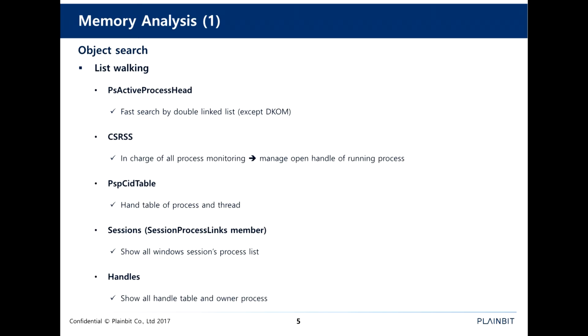Let's start with the list walking method. Do you remember the circular doubly linked list I described earlier? A circular doubly linked list is a typical list walking method. It traced the object using PsActiveProcessHead. In addition to this, you can track objects using elements such as CSRSS, PspCidTable, sessions, and handles. For a description of each element, please refer to the lecture materials. To summarize, the list walking method is a method of finding objects by using information of other objects that the object has.